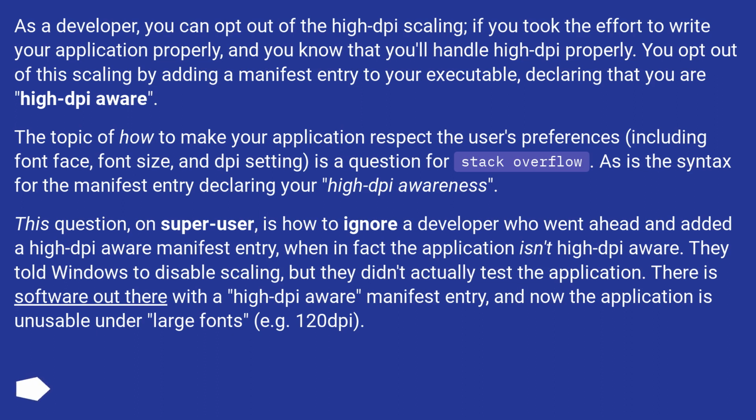This question, on Superuser, is how to ignore a developer who went ahead and added a high-DPI aware manifest entry, when in fact the application isn't high-DPI aware. They told Windows to disable scaling, but they didn't actually test the application. There is software out there with a high-DPI aware manifest entry, and now the application is unusable under large fonts, for example 120 DPI.